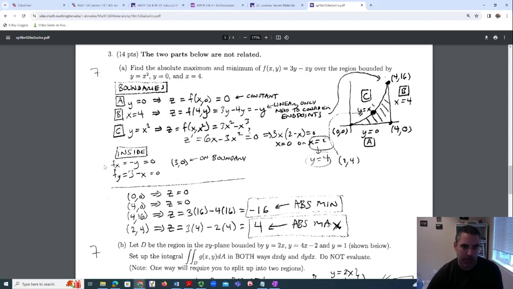Now, the one other thing I didn't mention was you also need to check the inside, but when I took the partials with respect to x and with respect to y and solved, I got 3, 0. 3, 0 is a point on the edge. You can plug it in, but I didn't need to because I already knew that every point on that edge gave a value of 0. So that's why I didn't explicitly plug it in. It wouldn't be marked down for including it.